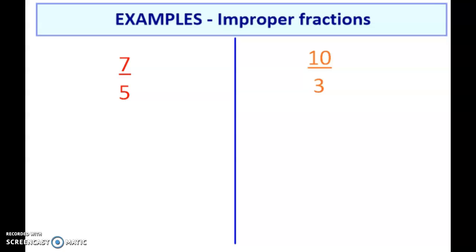My first example is 7 over 5. This is an improper fraction because the numerator, 7, is bigger than the denominator, 5. The denominator tells me what sort of fractions we are looking at. So in this example, we are looking at fifths. I'm going to write that next to it. Fifths.